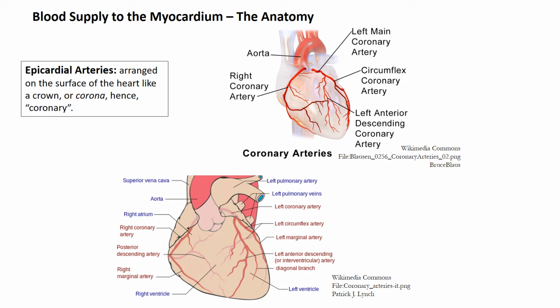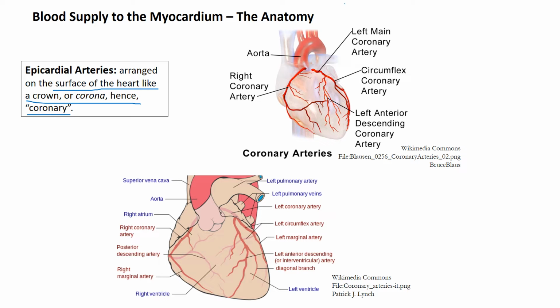Okay, quick anatomy review. Now, I'm not an anatomist and you'll get more anatomical details elsewhere, but just as a reminder, the myocardium is perfused with oxygenated blood via the coronary arteries. The epicardial vessels are arranged on the surface of the heart like a corona or crown, and that's where the name coronary comes from. So they branch right off the root of the aorta.